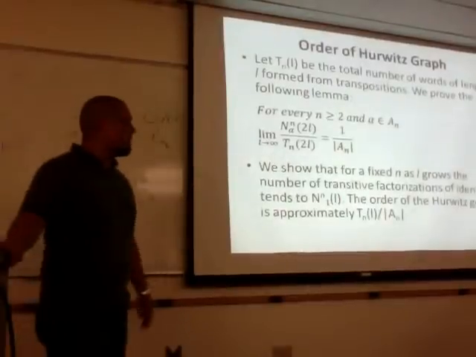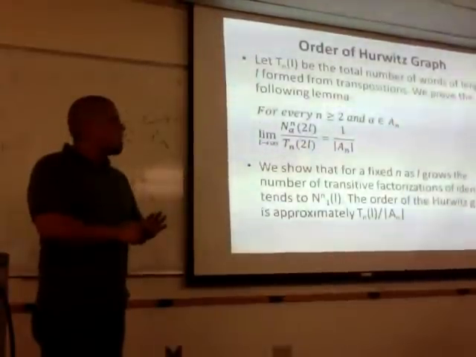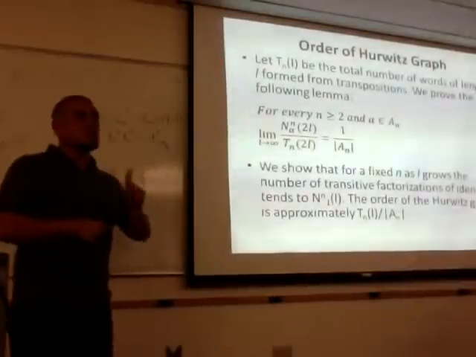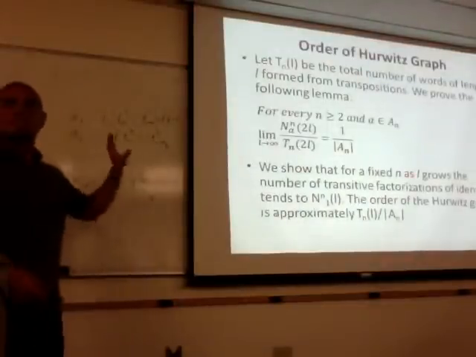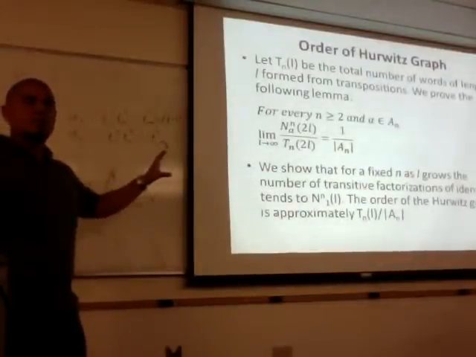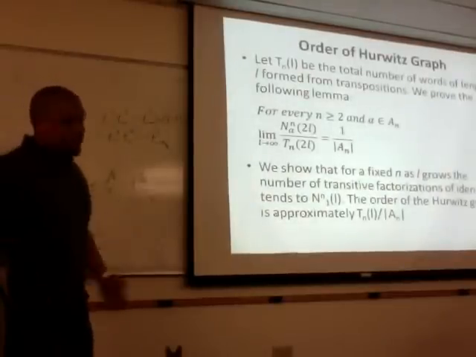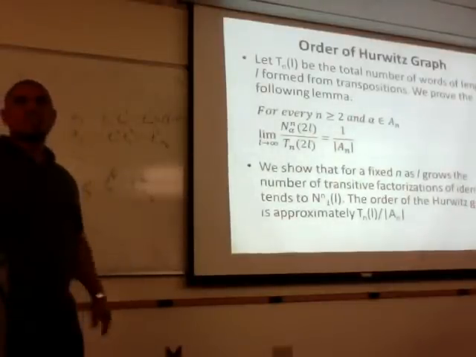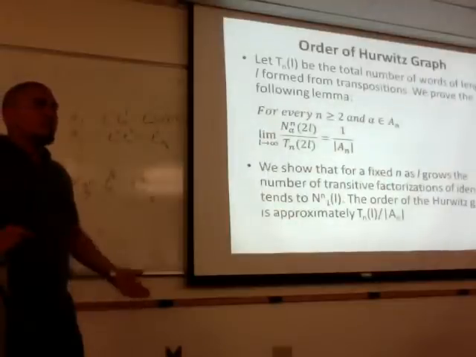The argument is the fact that I just determined the order of a graph containing the factorizations of identity, but not the ones containing only the transitive ones, the ones whose entries generate the entire symmetric group. But I only care about the transitive ones. It turns out that I prove that, in fact, the number of transitive factorizations is very close to the number of factorizations in general. Why? Well, the probabilistic argument is like this.